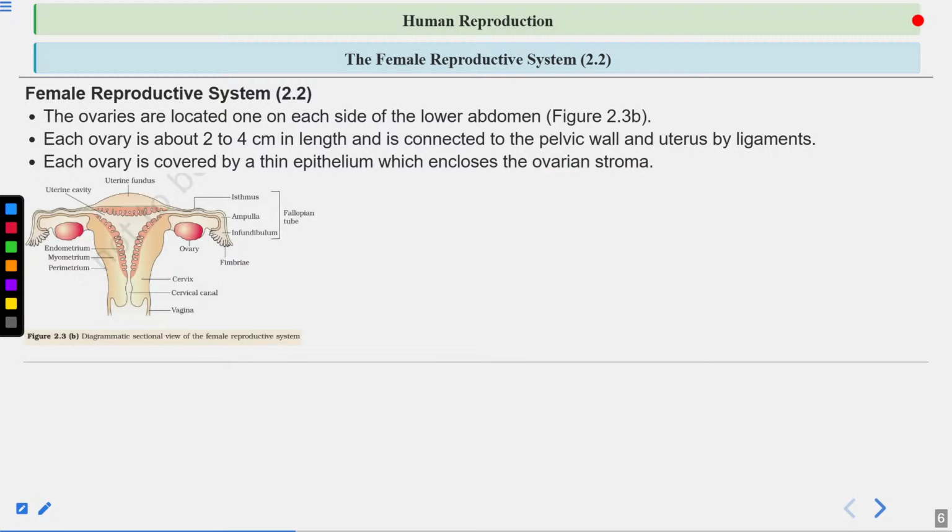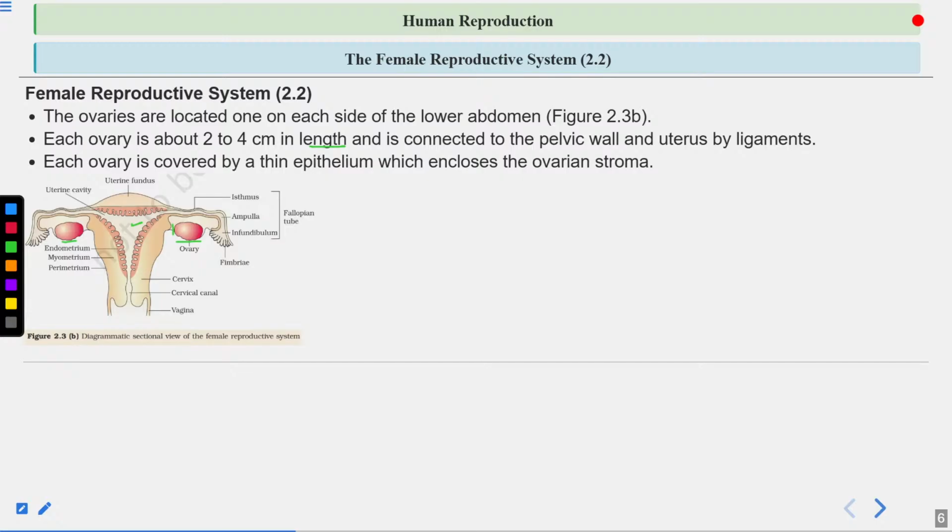So you can see here, this is a diagrammatic sectional view of the female reproductive system. There is a pair of ovaries, and you can see they are 2 to 4 centimeters in length. They are connected to the pelvic wall and the uterus by the ligaments. So this is the uterus. They are connected to the uterus as well as to the pelvic wall by the ligaments.